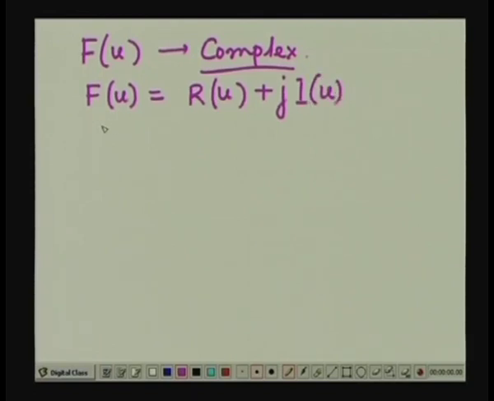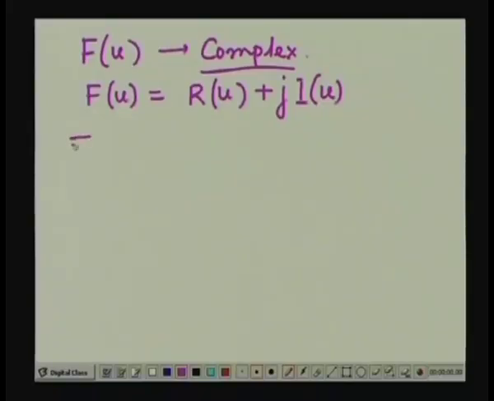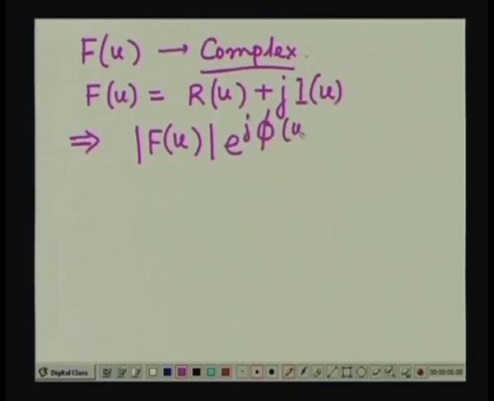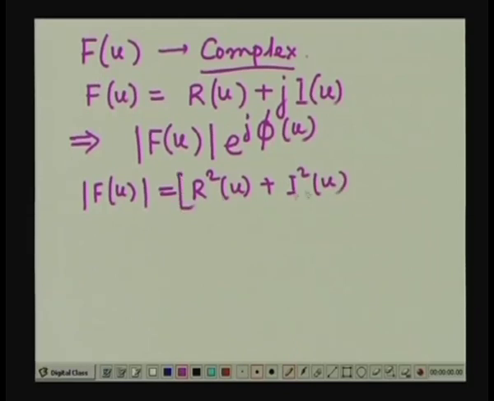So, this F(u), which in general is a complex quantity, is now broken into the real part and the imaginary part. Or the same F(u) can also be written in the form of modulus of F(u) into e to the power j phi(u), where this modulus of F(u), which gives you the modulus of this complex quantity F(u), is nothing but square root of R squared(u) plus I squared(u).